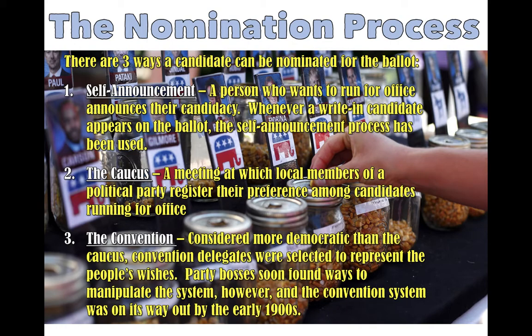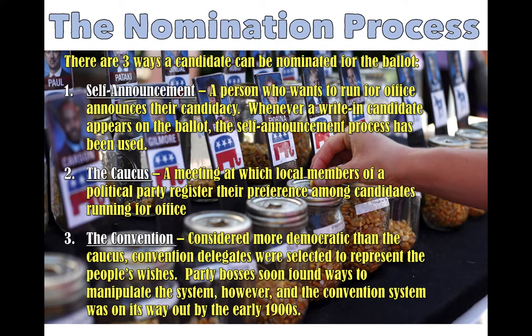So there's three ways a candidate can be nominated. First of all, self-announcement. That person says, I am running for office, and they announce their candidacy. Whenever a write-in candidate appears on the ballot, the self-announcement process has been used. The second is the caucus. The Iowa caucus is the first one they have, and this is a meeting at which local members of a political party register their preference among candidates running for office. So this is people who are running in the same political party, and then they need to narrow that down to one candidate for the ballot.